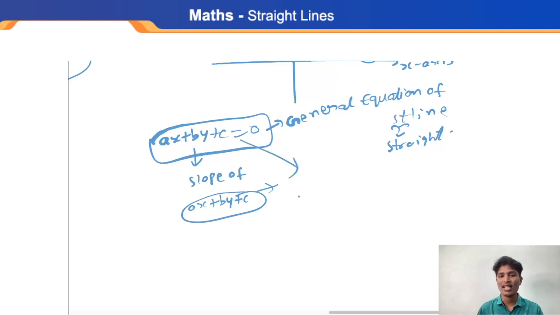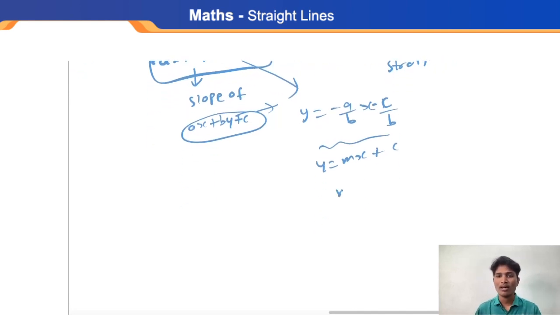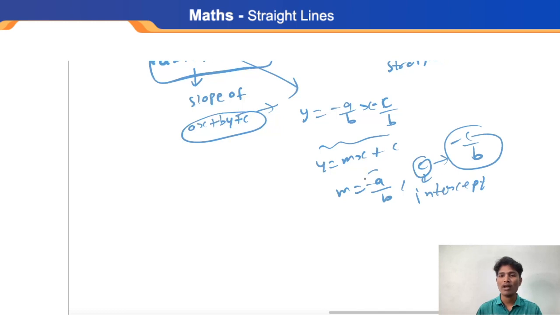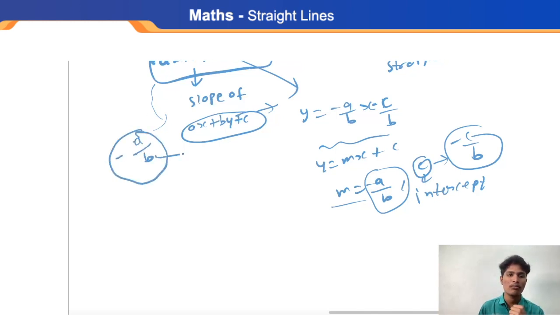Just represent this as y is equal to minus a by b x plus minus c by b. If I compare with y is equal to mx plus c, that is slope intercept form, what do I get? I get m is equal to minus a by b, and the y intercept is minus c by b. So these two are the values. So slope can be calculated from the straight line itself. That is simply divide a by b and insert a negative sign. This is the slope of this line.